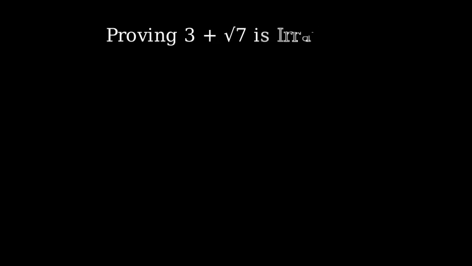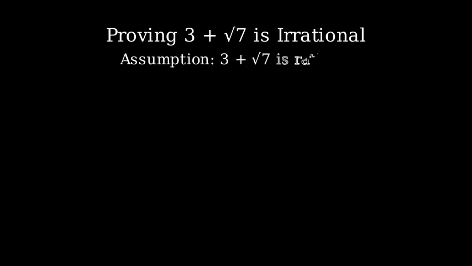Let's prove that the number 3 plus the square root of 7 is irrational. We'll use a proof by contradiction. Let's start by assuming the opposite of what we want to prove. Let's assume that 3 plus square root of 7 is rational.